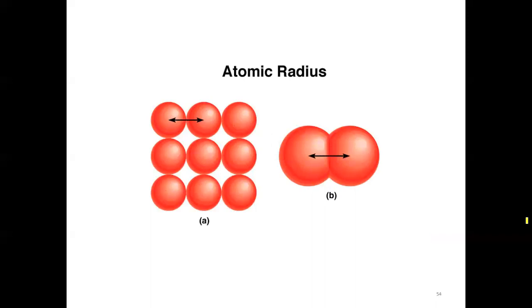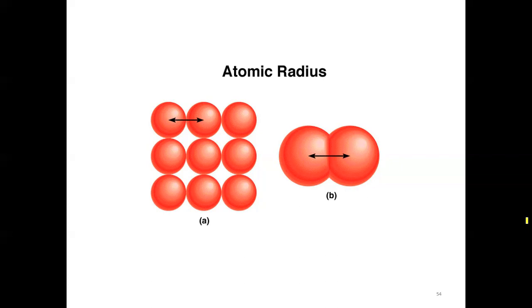For example, let's say you have a solid metal. Well, in a solid metal, we know that the atoms are arranged uniformly. So if we have a way of measuring the distance between the nuclei, in other words, the cores of each atom, we take half of that and assume that's the radius of that atom. Remember, we are essentially approximating the atoms as having a spherical shape.